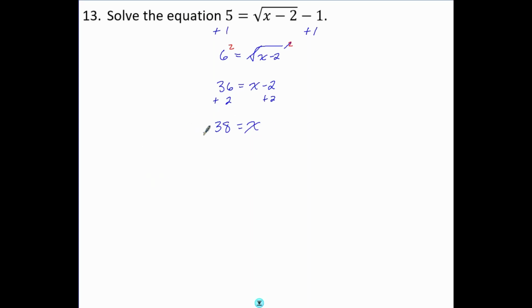But whenever you're solving equations, you do want to make sure. So let's see if this does check out. 5 equals the square root of 38 minus 2, minus 1. Is this going to be true? Well, the square root of 38 minus 2 gives me the square root of 36. And then the square root of 36 is 6. And 6 minus 1 does equal the 5 that we want it to be equal to. So 38 does check out. It is true. You just want to make sure and double check each of your answers.